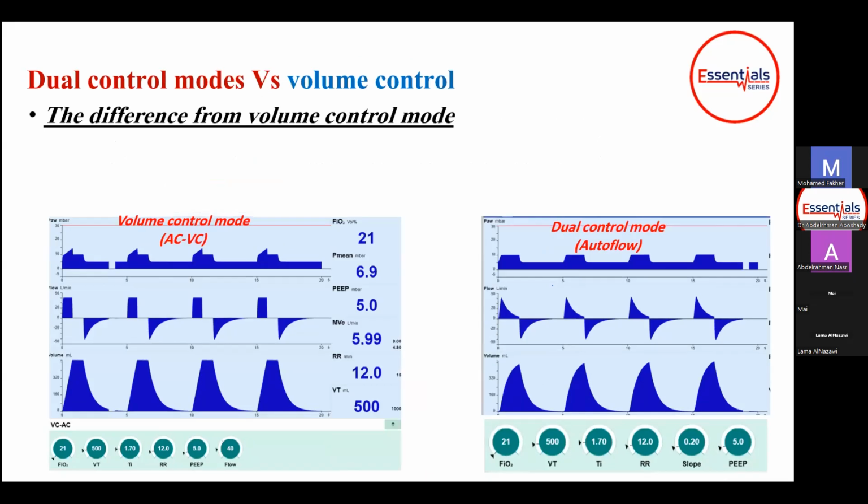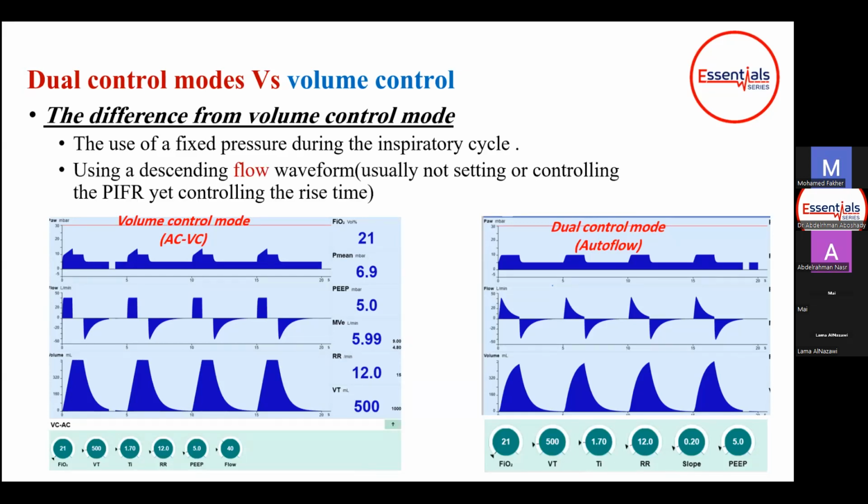But what about the difference between volume control mode and dual control mode? There is a big difference. The only similarity is that both of them guarantee the tidal volume that the operator, the respiratory therapist, or the doctor adjusts on the ventilator. But in the volume control mode, there is no fixed pressure during the inspiratory cycle. There are three levels of pressure: peak pressure, plateau pressure, and the PEEP. Yet in the dual control mode, like AutoFlow or the PRVC, we do have a fixed pressure during the whole inspiratory cycle.